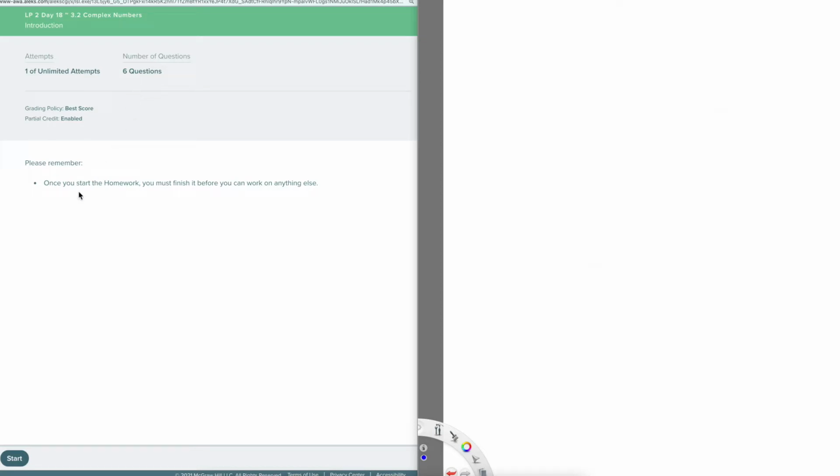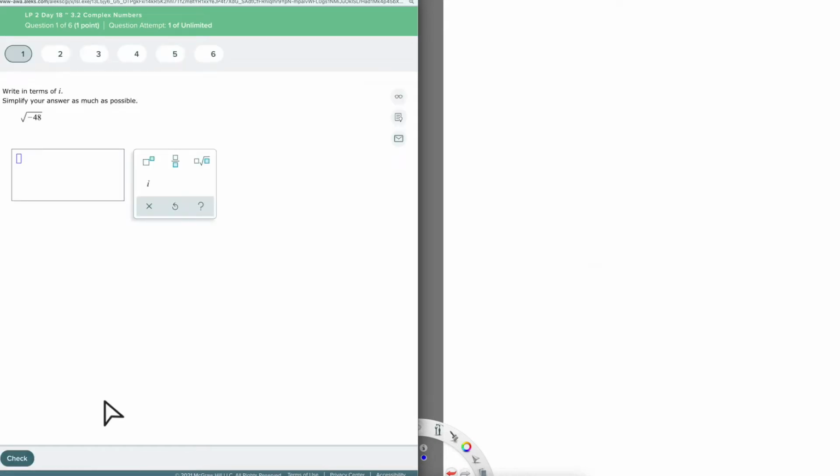Please remember, once you start your homework, you must finish it before you can work on anything else. What that means is once I click start here, down in the bottom right corner, we will see a submit assignment button. We need to make sure that we click that submit assignment button as soon as we are ready to leave this page. Even at this point, if I did nothing at all, I still want to click submit assignment. And if you've completed any of the problems, you can click that before you leave the page.